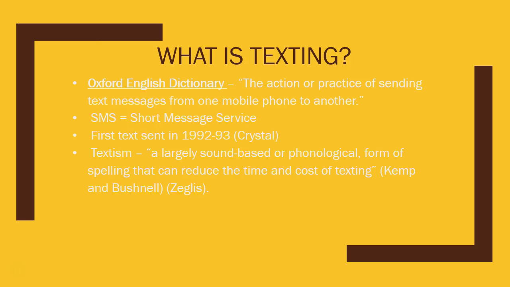What is texting? According to the Oxford English Dictionary, texting is the action or practice of sending text messages from one mobile phone to another. Texting is also known as SMS, which is short message service. According to David Crystal's book, Texting: The Great Debate, the first text was sent in 1992.